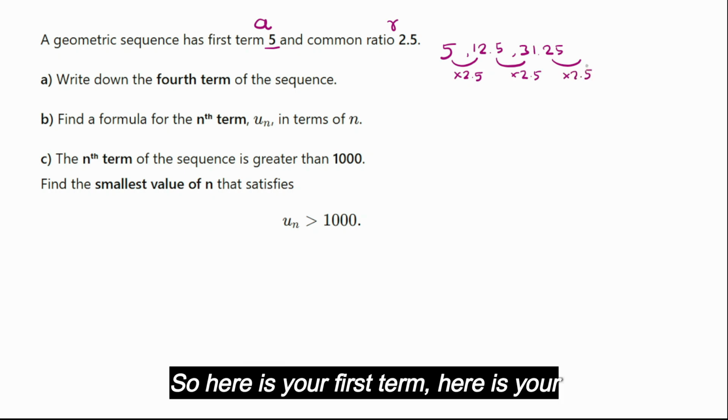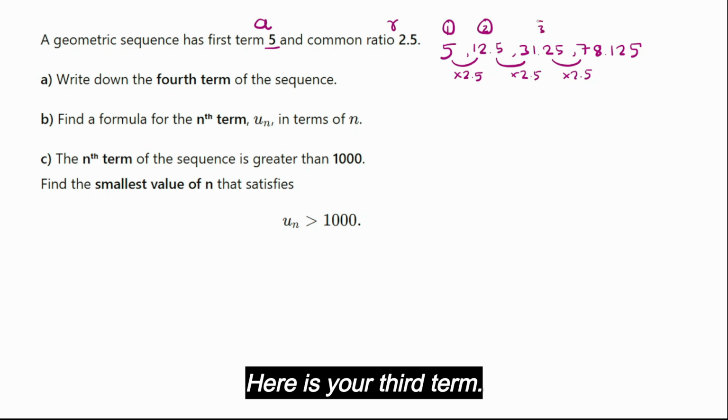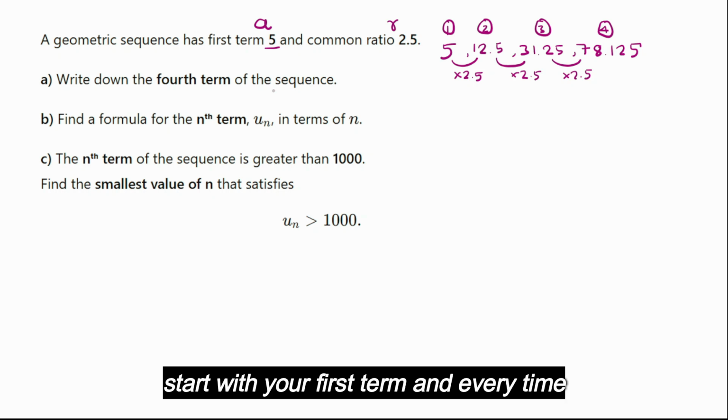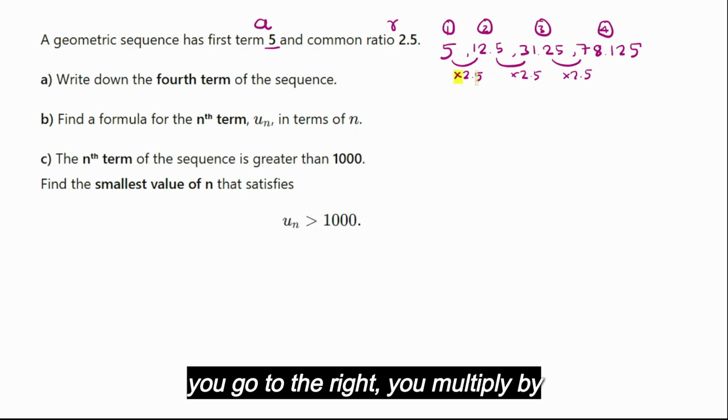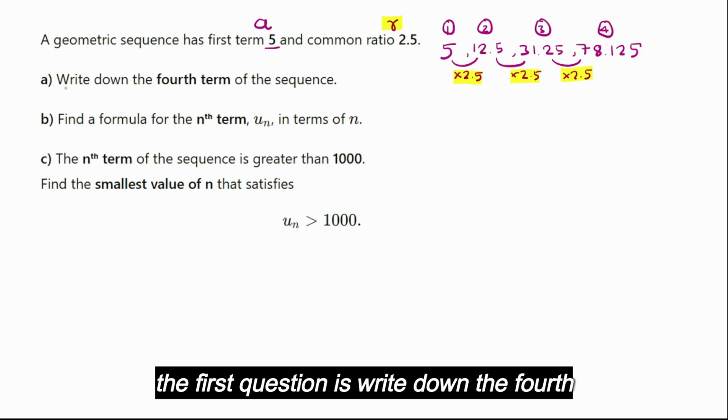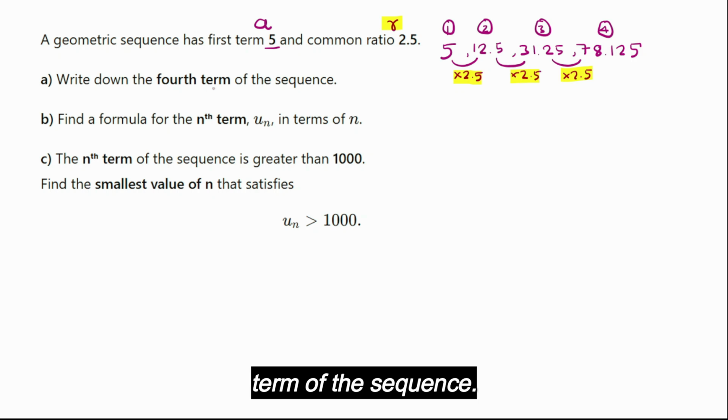It goes like this. Here's your first term, here's your second term, here's your third term, here's your fourth term. Now remember, in geometric sequences, you start with your first term, and every time you go to the right, you multiply by the common ratio. That's how you do this. So the first question is, write down the fourth term of the sequence. We already worked it out. It is 78.125.